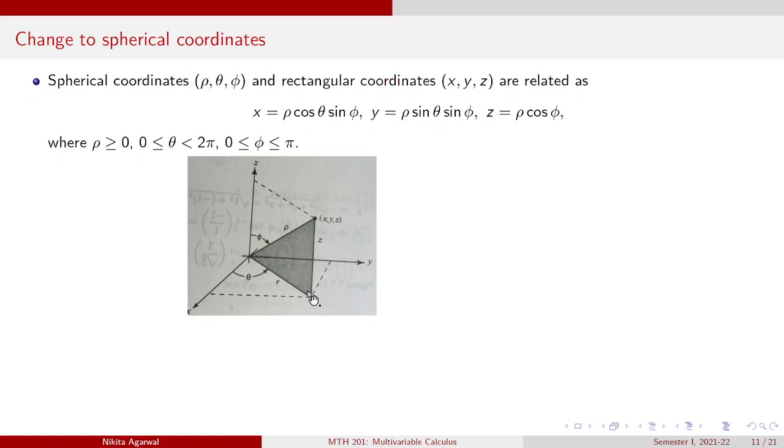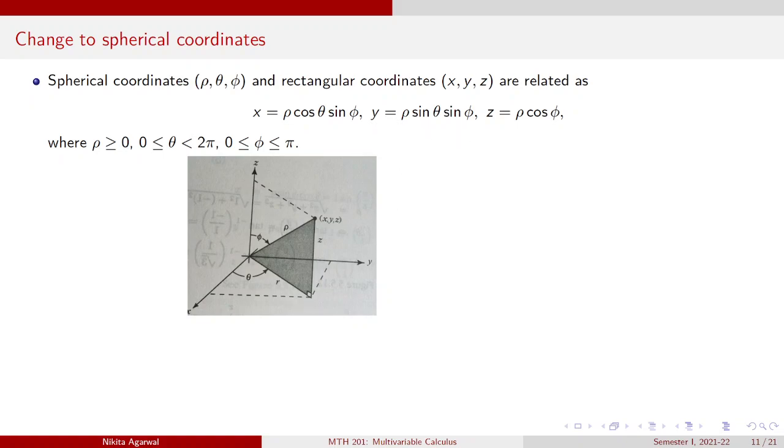So this height is rho cos phi. And what is r, which is the distance of origin to this projection? It's rho sin phi, right? So r is equal to rho sin phi. So if this angle is theta, which is like polar coordinates, then x has to be rho sin phi, which is this r, times cos theta, and y coordinate should be rho sin phi times sin theta, right, which is also like polar coordinates.